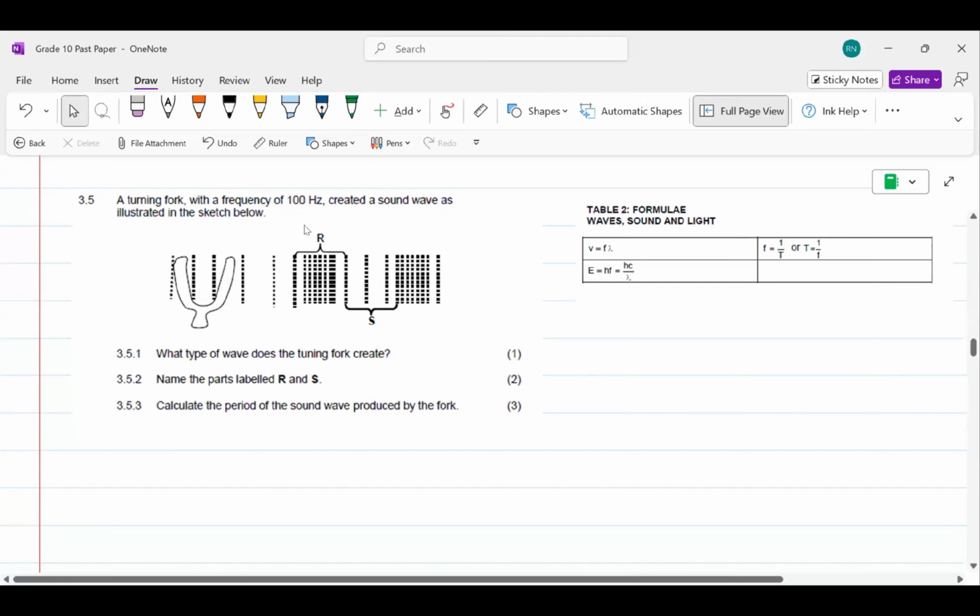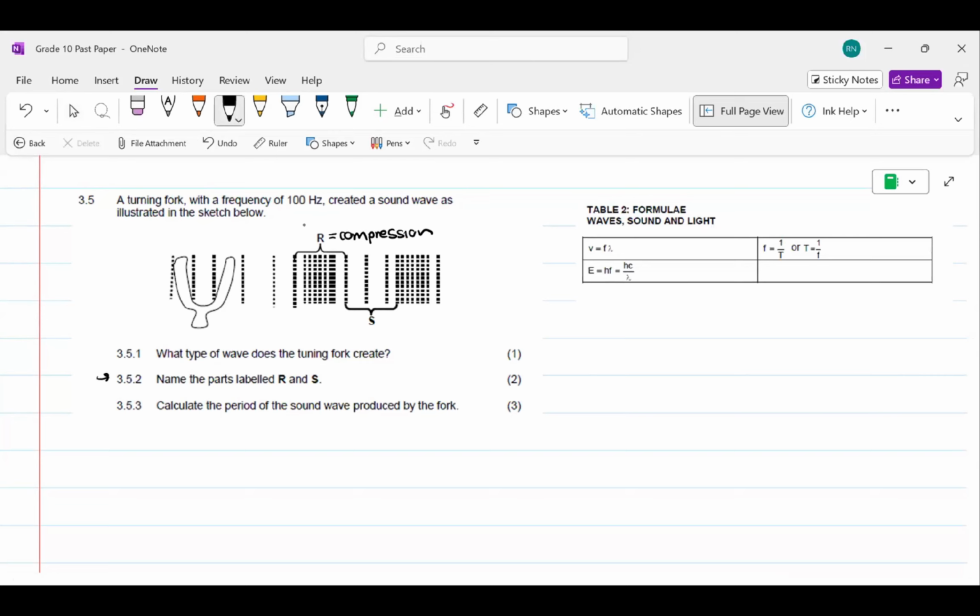So R, like we said, is where the molecules are tightly packed together, and this is called compression. So we're answering this one. And S is known as rarefaction.